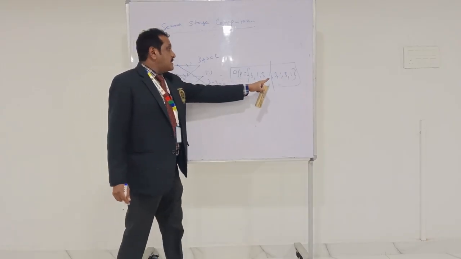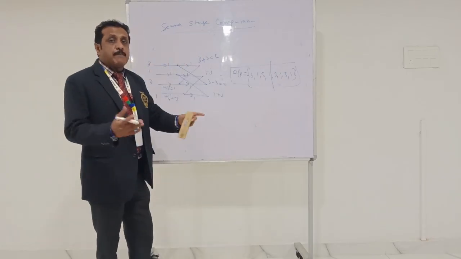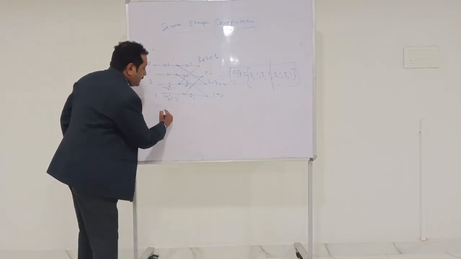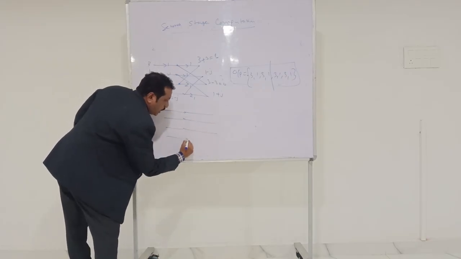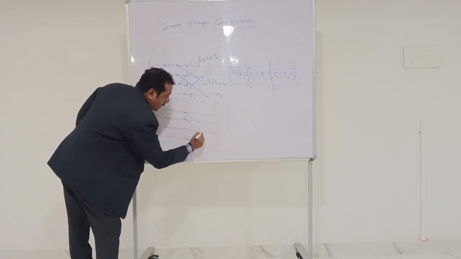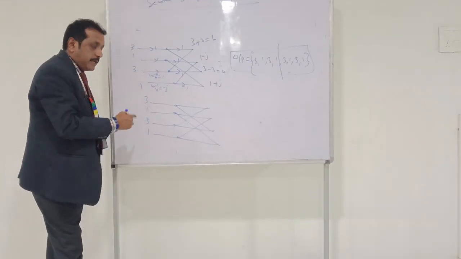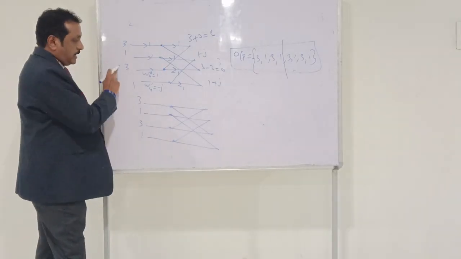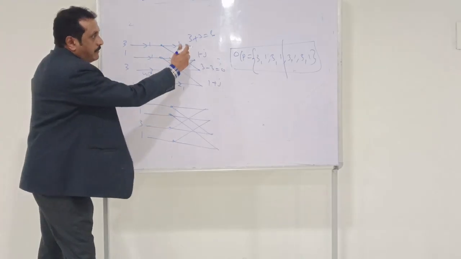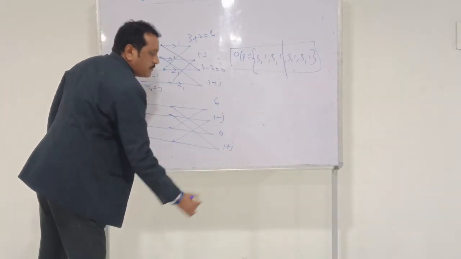Since the second group also has the same sequence 3 1 3 1, we get the same output from the second 4-point DFT graph. It is the same kind of calculation, so there is no need to do it again. You can join like this, and the input is 3 1 3 1. If the input is different, your output is also different, but here both 4-point inputs are the same. We can write the same output: 6, 1 minus j, 0, 1 plus j.